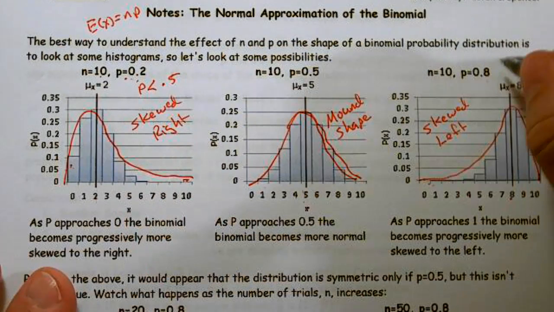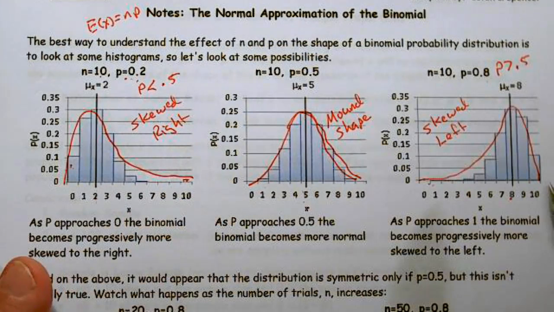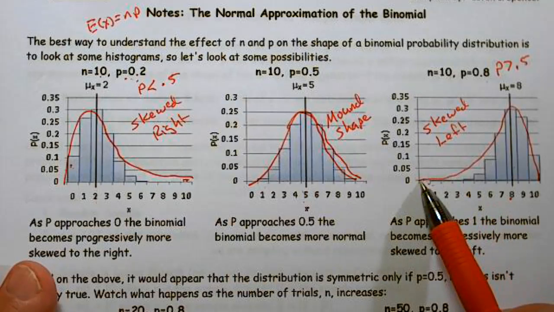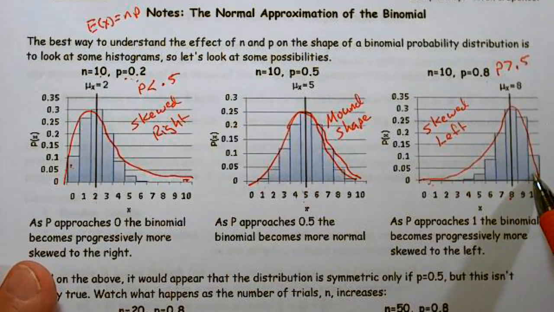Over here, as our probability gets greater than 0.5, we're going to move up, and so we're going to be skewed to the left. And the closer I get to one, the further skewed to the left it is. In other words, the closer to the right I'm going to be.